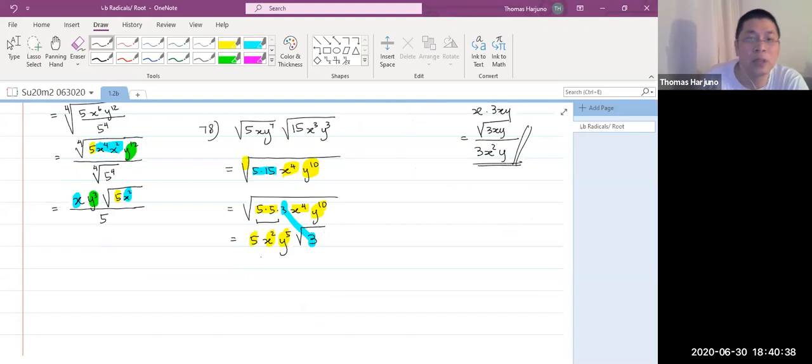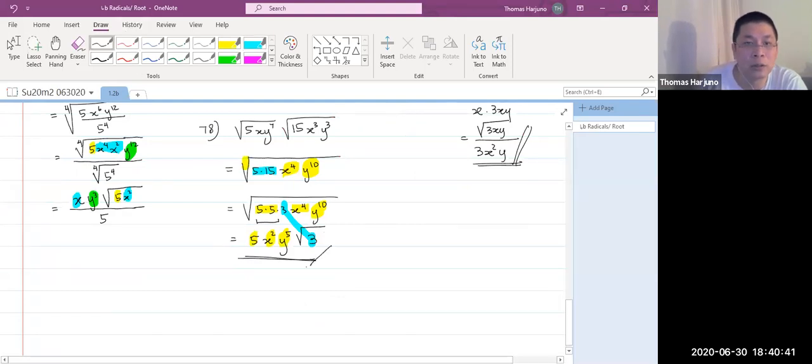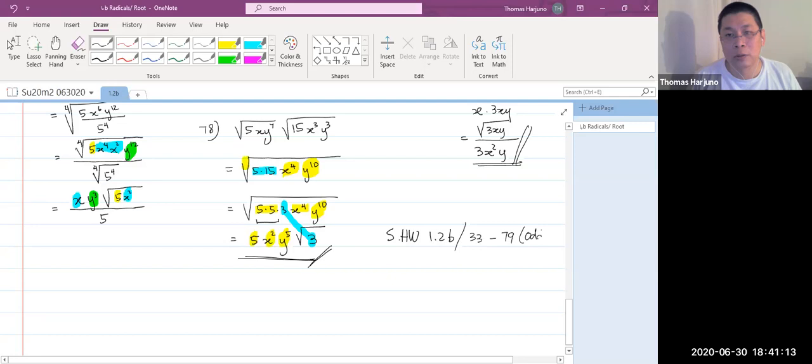Now that's for this section about radicals and rational exponents. Suggested homework from 1.2b is number 33 to number 79. Just do the odd ones. Okay, just do the odd ones.